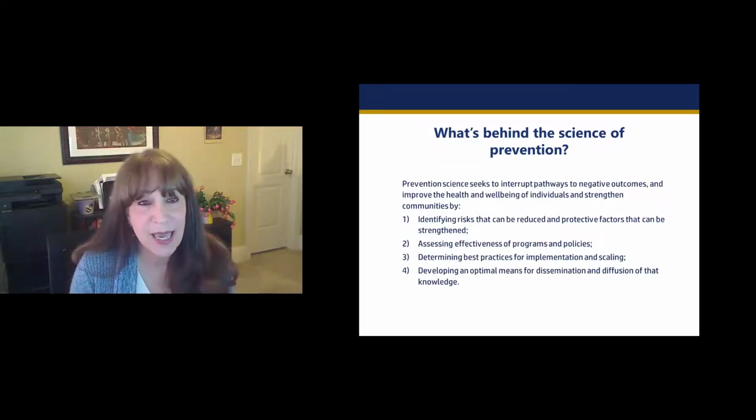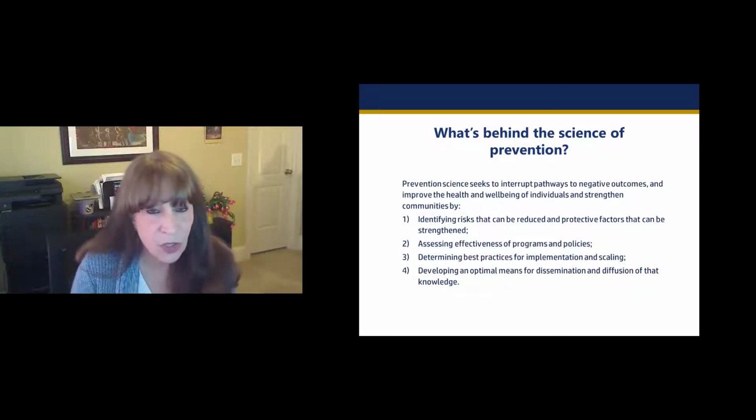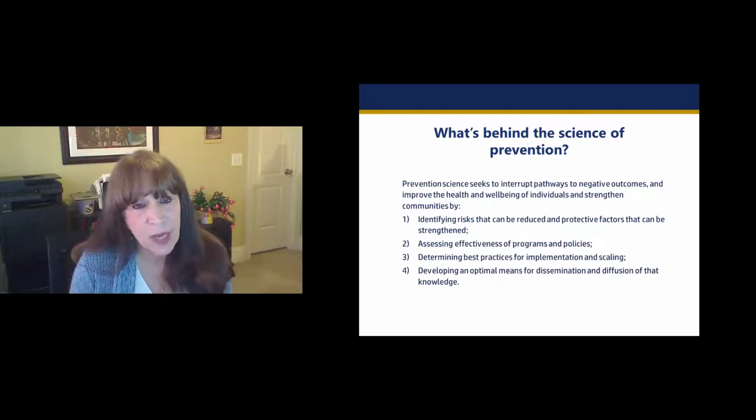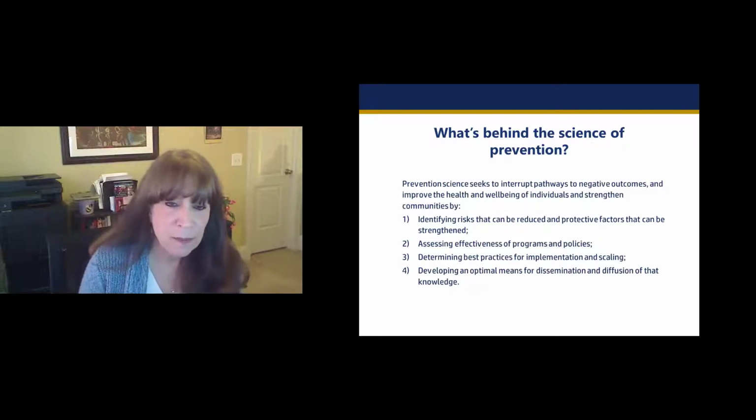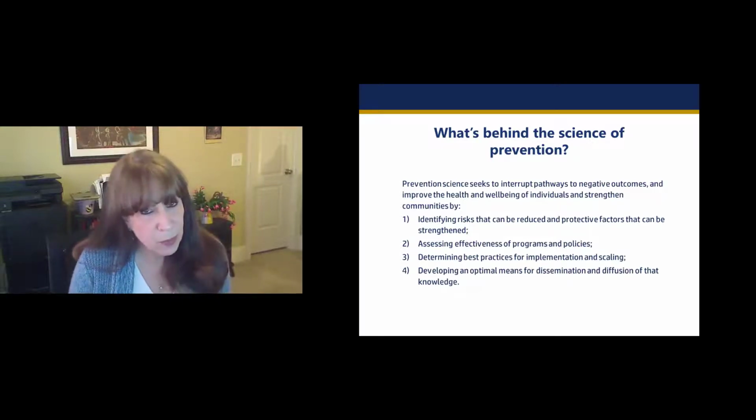So what is behind the science of prevention? Prevention essentially wants to disrupt pathways to negative outcomes. So we want to find critical windows of opportunity to intervene in external conditions, or the conditions in which children and families are living, so that we can improve them. So ultimately we have improvements in health and well-being of individuals, and we're able to strengthen the ability of communities to support them. So with respect to what prevention scientists do, there's basically 4 things.